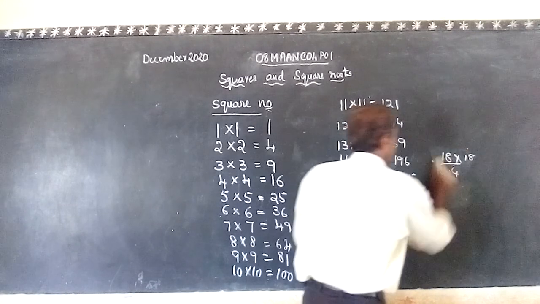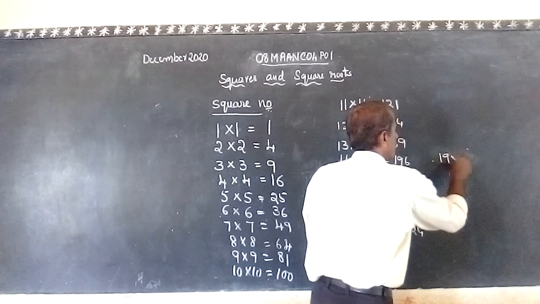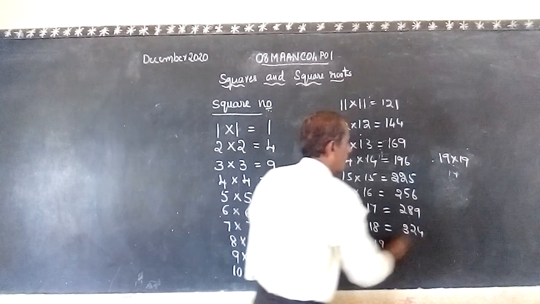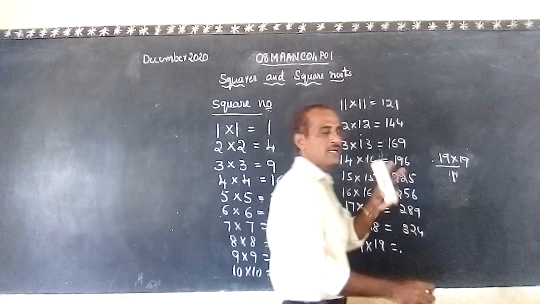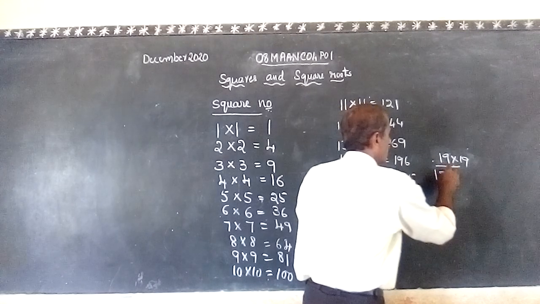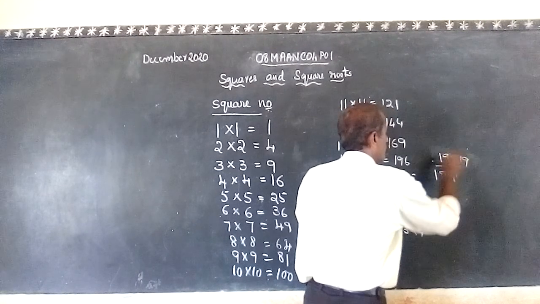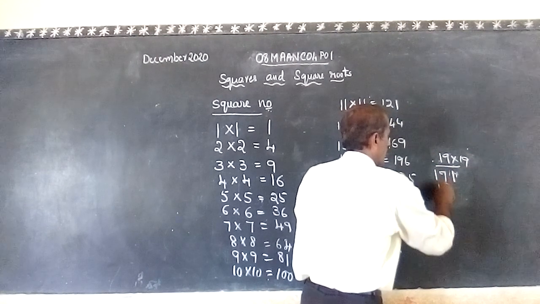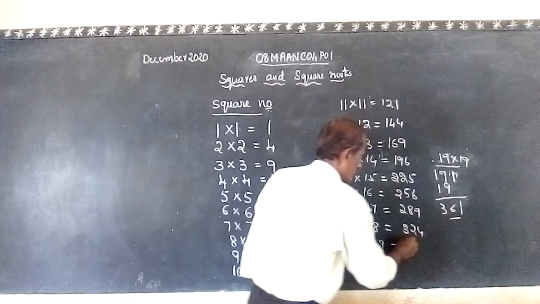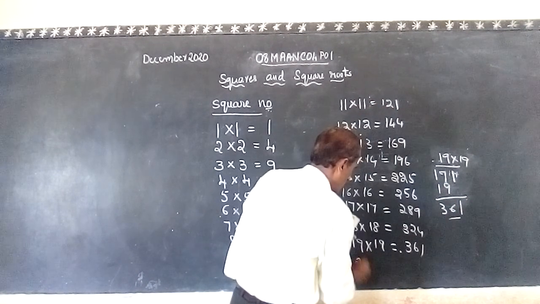324. Next, 19 into 19. What is the perfect square of 19? 19 into 19: 9 nines are 81. 8 nines are 72, plus 8 is 17... then 1 nine is 9, 1 one is 1. So the answer is 361. And 20 into 20: 2 twos are 4, so 400.